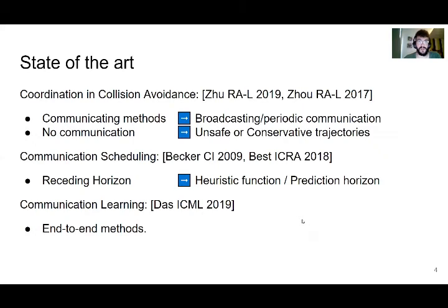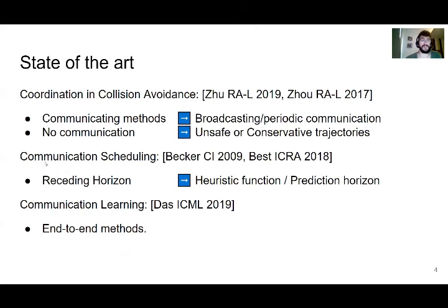Regarding the state of the art, we consider that our work is related to the following fields: coordination and collision avoidance, communication scheduling, and communication learning. In coordination and collision avoidance, we see communicating methods that present the limitations that we have already mentioned before, and there are already methods that try to cooperate while not using communication. However, these usually produce unsafe or very conservative trajectories.